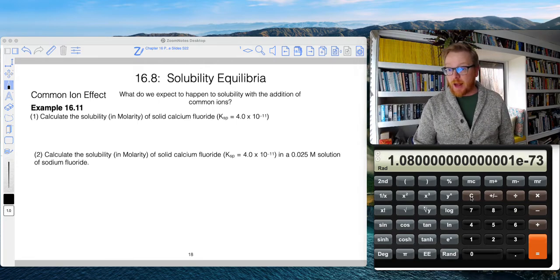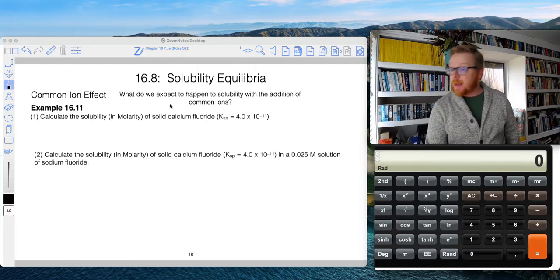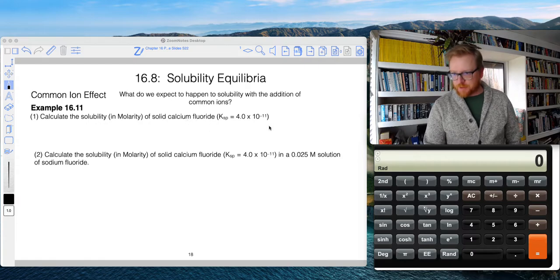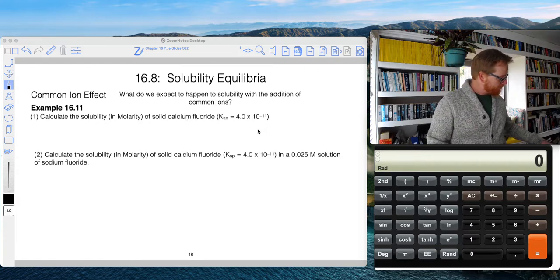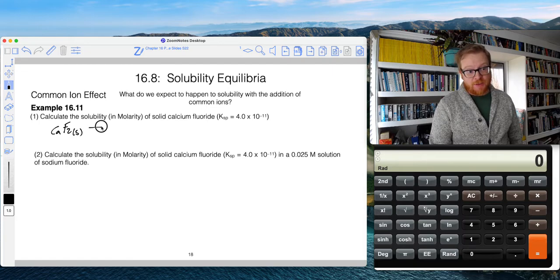Let's get into some more calculations. All right, here we go. Calculate the solubility in molarity of solid calcium fluoride. There's my KSP. Okay. So first, it's useful to get a reaction for this thing so we can see what happened. So recall calcium fluoride looks like this. Calcium 2 plus, fluorine 1 minus. So this is a 1 to 2 solid like we just discussed in our shortcut.